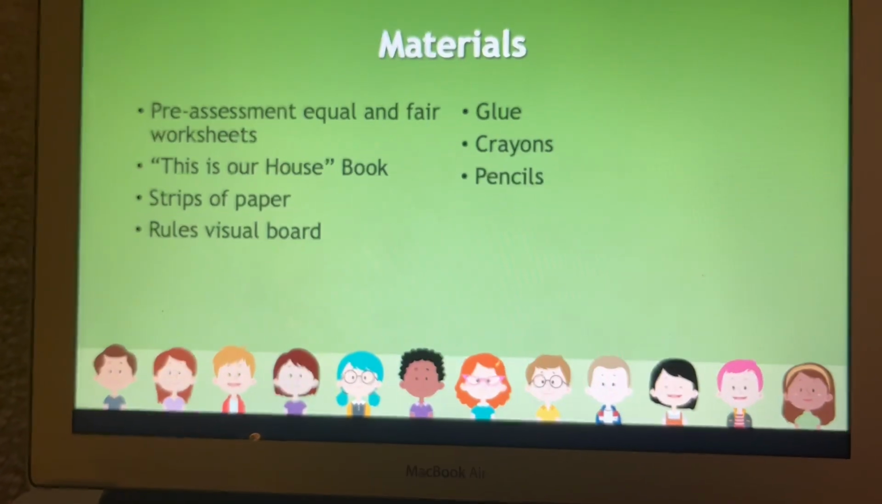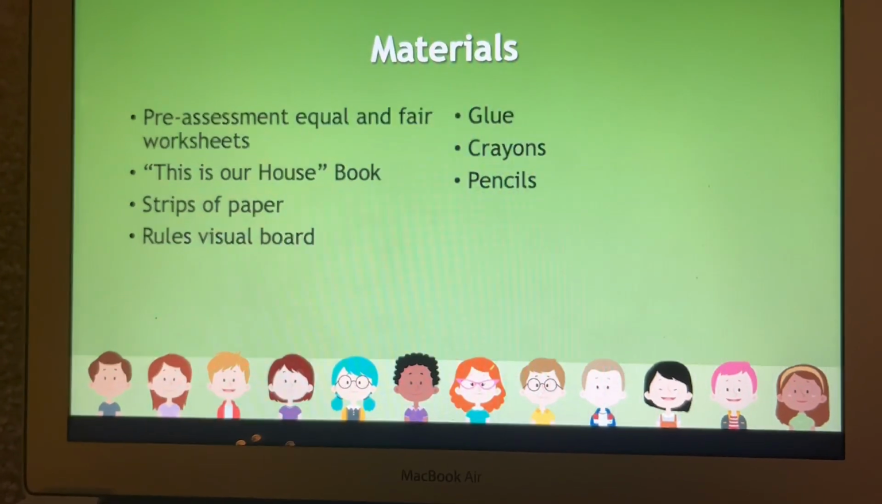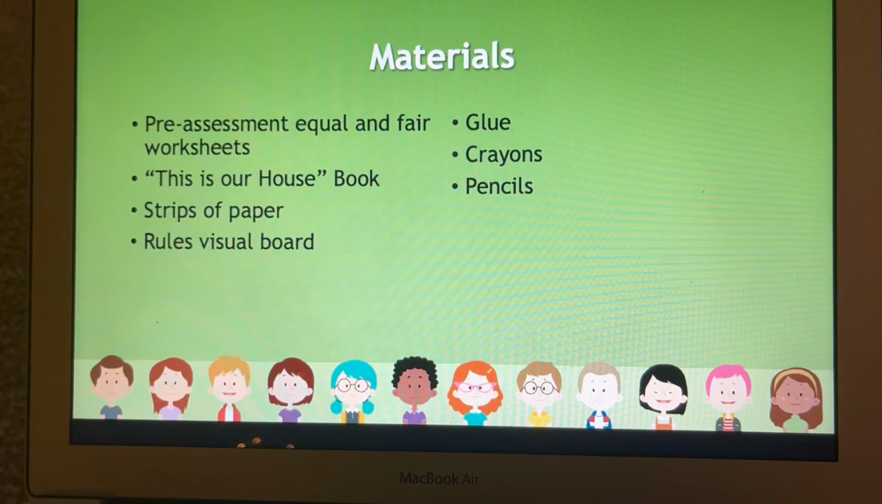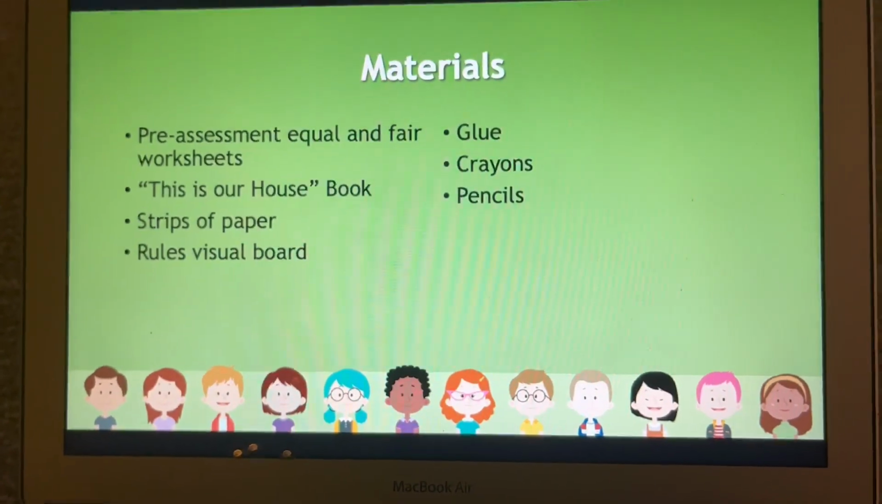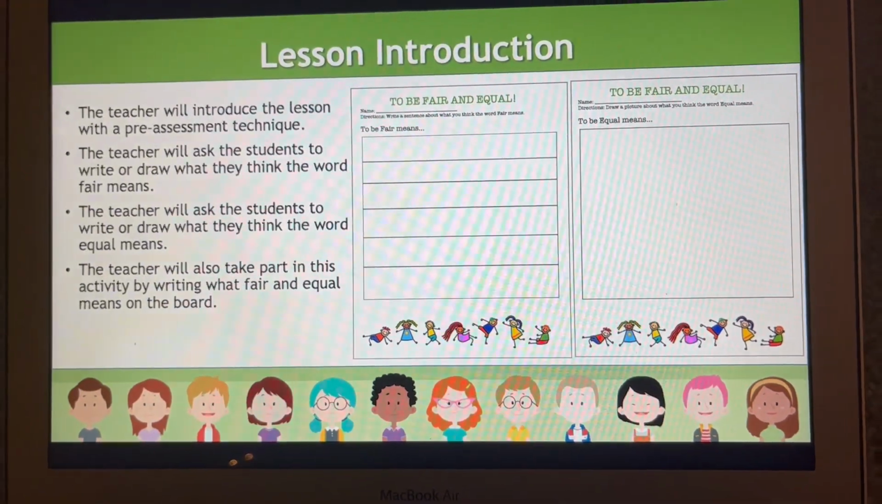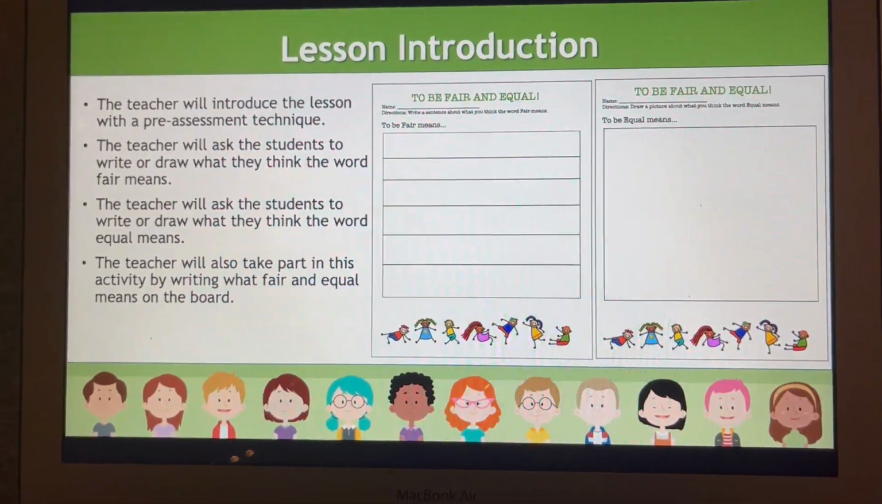Materials: a pre-assessment, an equal and fair worksheet. There are 2 worksheets, and then a book, This Is Our House, strips of paper, a rules visual board, glue, crayons, and pencils. So this is the lesson introduction.